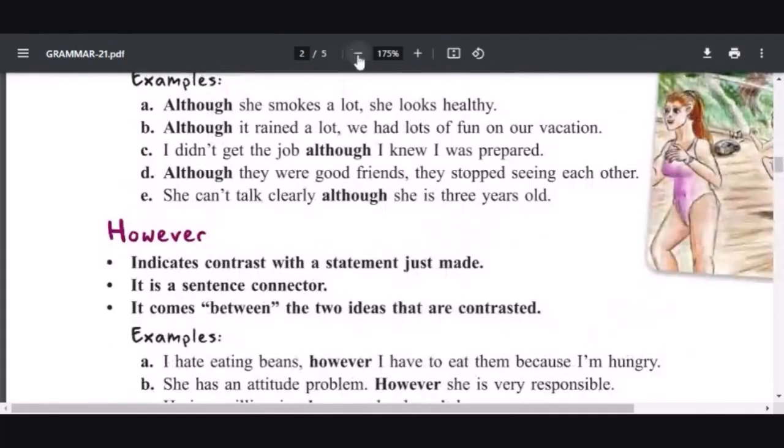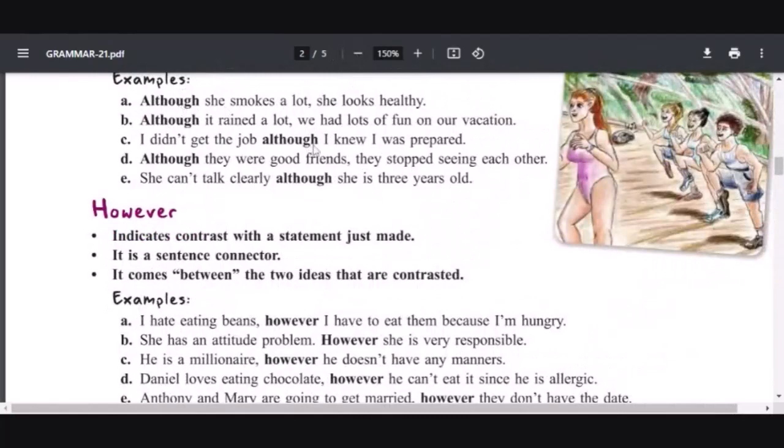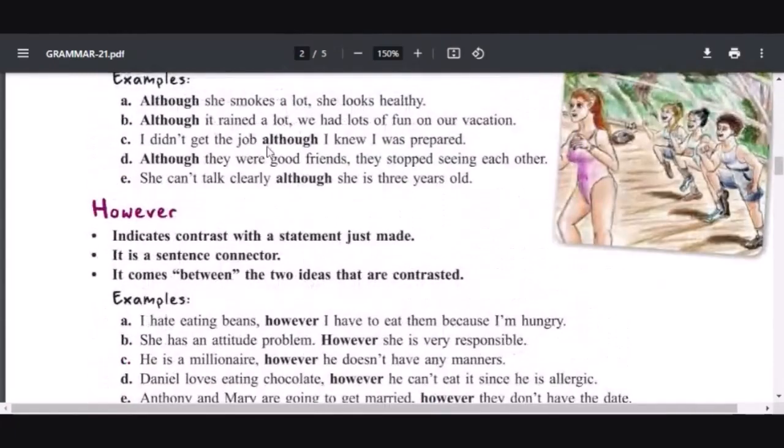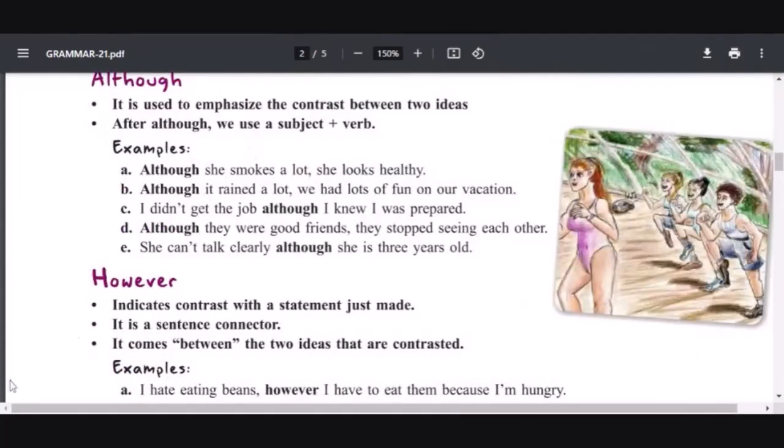So the first difference is the order. Although starts the sentence or goes in the middle. However is in the middle of the sentences. It doesn't matter if it's with a comma or after the period, but it's in the middle. Is it clear about this part in the case of although and however? Yes, teacher. So both connect two sentences, right? Yes. Both connect two sentences, but the sentences can have complete or incomplete ideas. With however, both are complete.